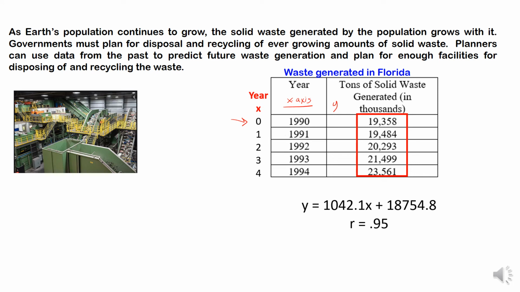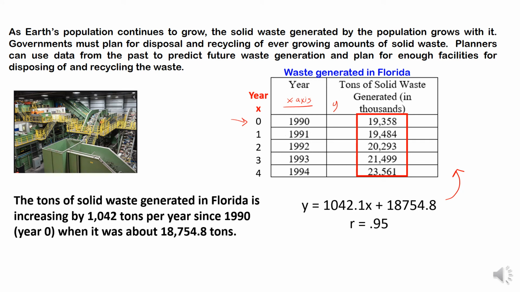So I want to go over what exactly this calculation, this equation means in terms of this problem, because I will be asking you for that on the test, so you need to understand that. Okay, so first thing we want to say is the tons of solid waste generated in Florida is increasing by 1,042 tons per year since 1990, when it was about 18,754.8. So we're going to go through this step by step and point out what each thing represents.